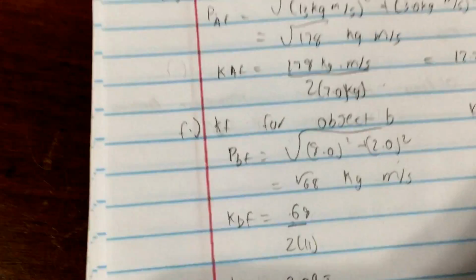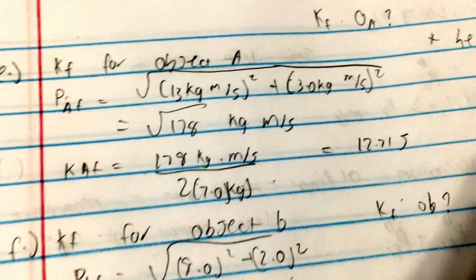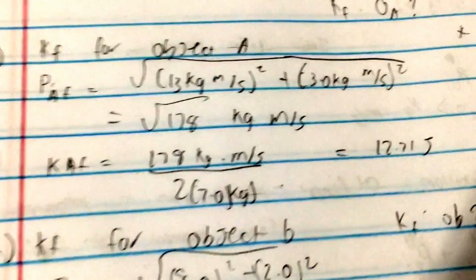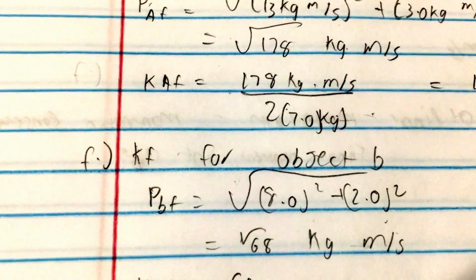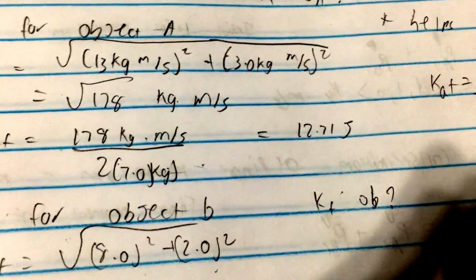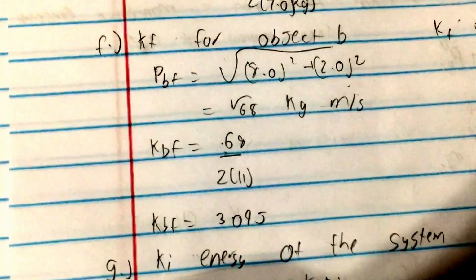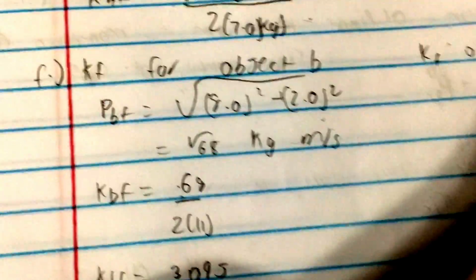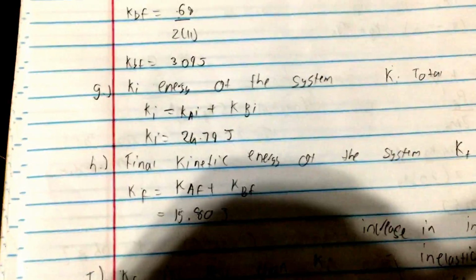Alrighty, for part E, the final kinetic energy of object A. This was given in the original equation. I just wanted to convert it to magnitude, which we did right there. And the units, since it is energy, should be in joules. For F, KF for object B, same scenario once again. The units were given. I think they just did this to help guide us through the next couple of steps.